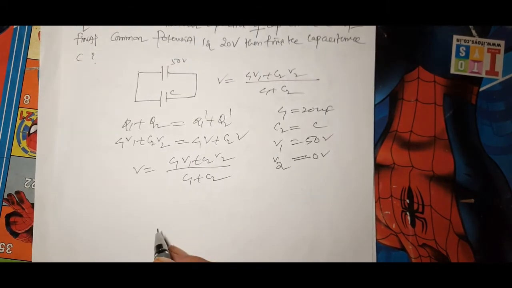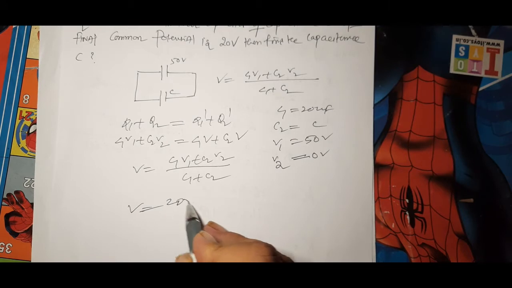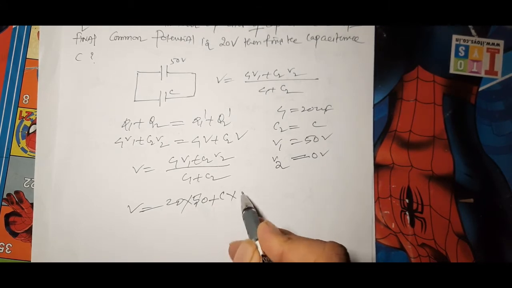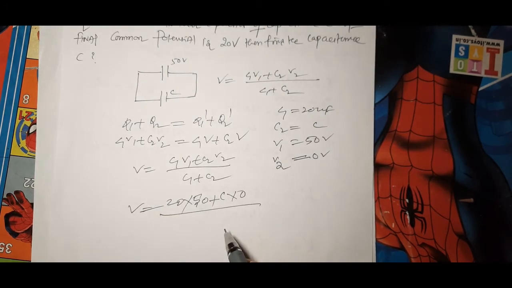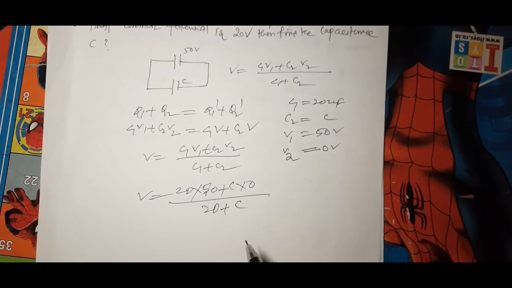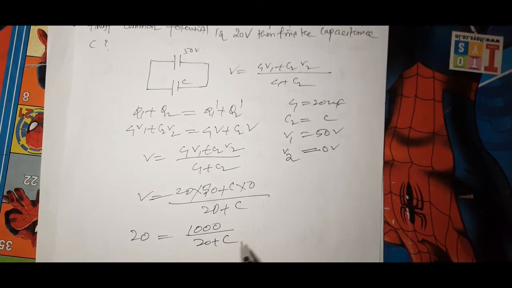So here V is equal to C1 V1, 20 into 50 plus C into 0, divided by C1 plus C2. C1 plus C2 means 20 plus C. Here the common potential they given is 20. So 20 is equal to 20 into 50, 1000 by 20 plus C.